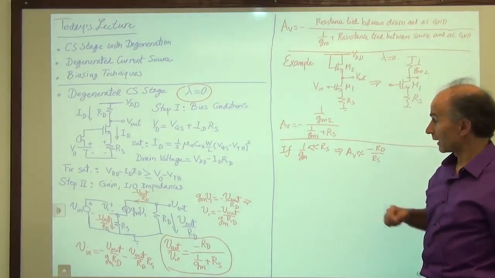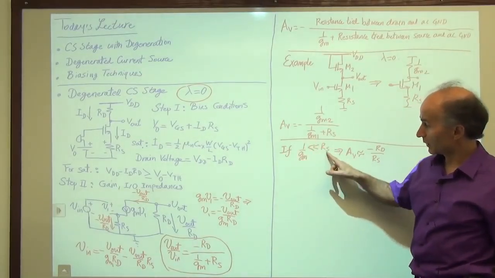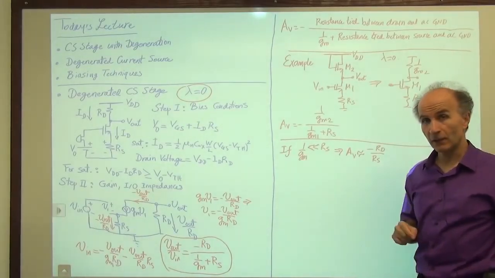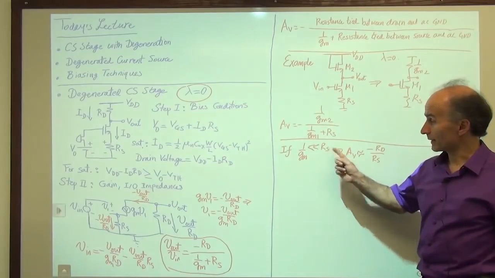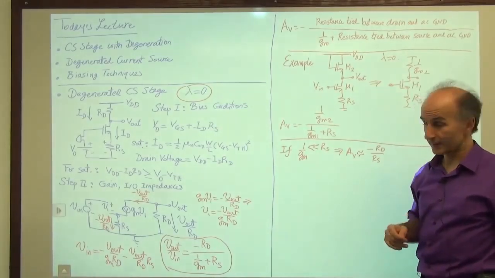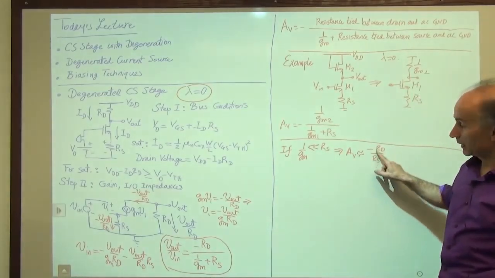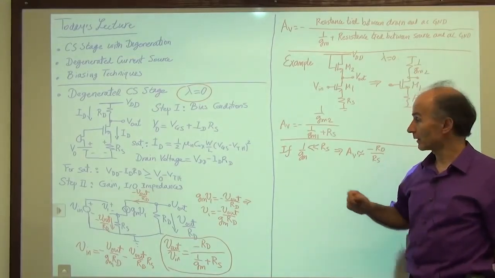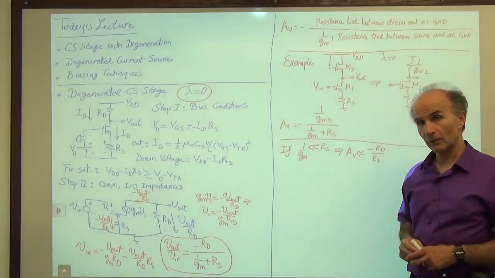Sometimes we use it. We try to create this condition, but it's hard because either the gm of the device has to be very large, which is not that easy, or RS has to be very large, which also reduces the gain. You can see that if RS is very large, the gain is small. So we have limitations in terms of how much we can approach this condition.